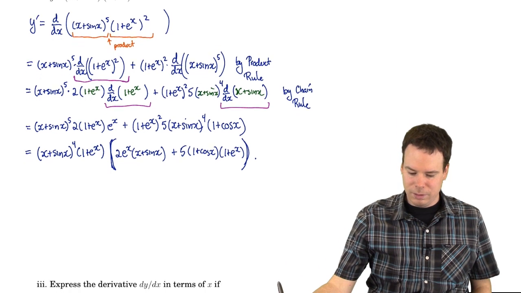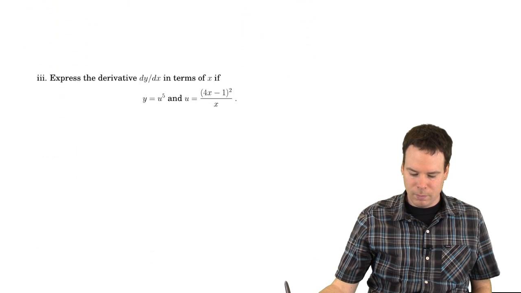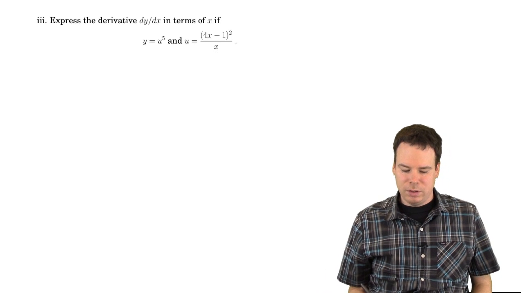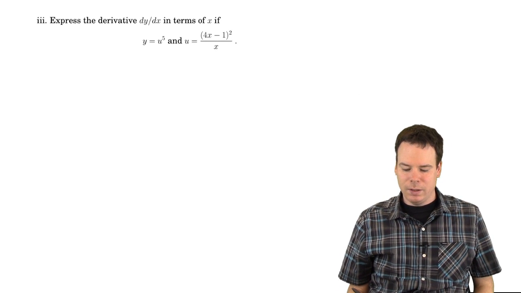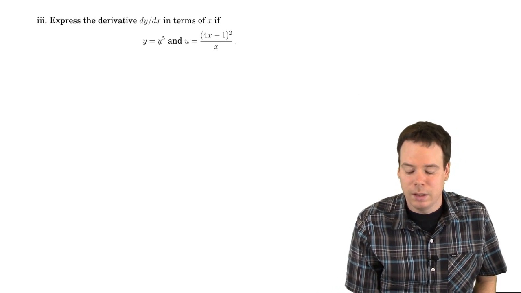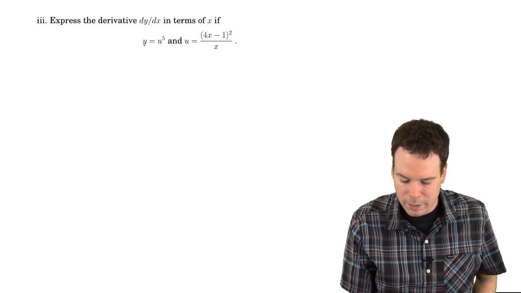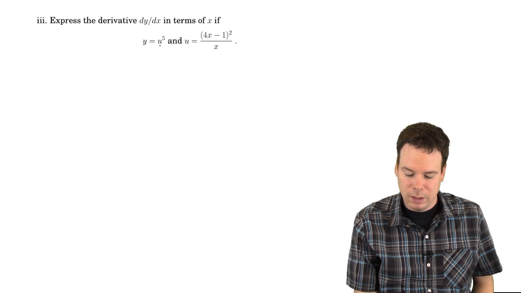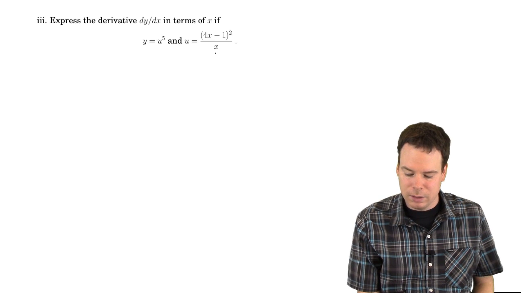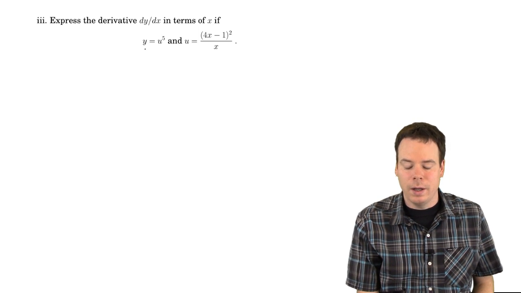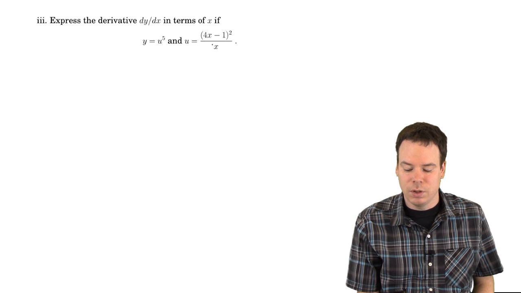Okay, so let's look at another example. Let's express the derivative dy/dx in terms of x. So here we're just getting a little bit of practice in Leibniz notation. We've got two functions here. We've got y is a function of u, and then u is ultimately a function of x. So this means that y can be written as a function of x.